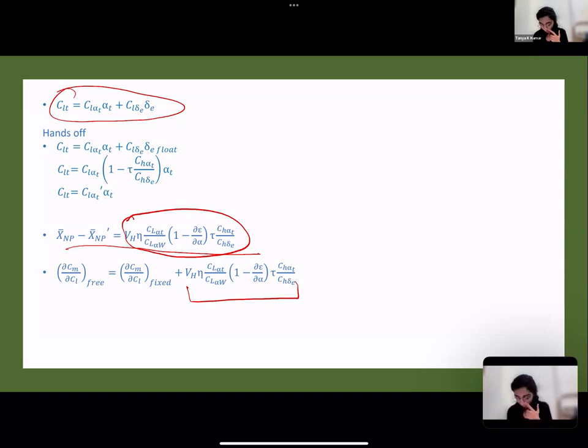So now, stick fixed or stick free, which is more stable? I think this was one of your questions. Which is more stable? Stick fixed. Why? You're right. Stick fixed is more stable. Can you tell me why?